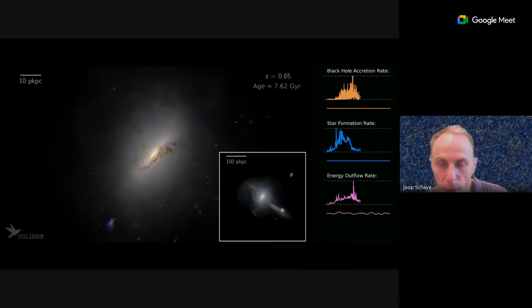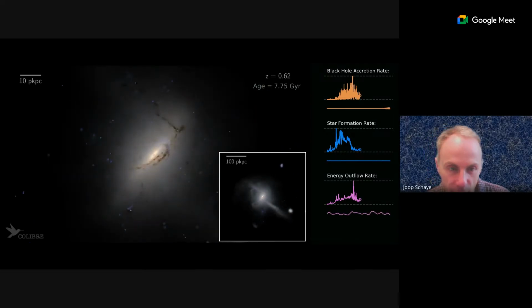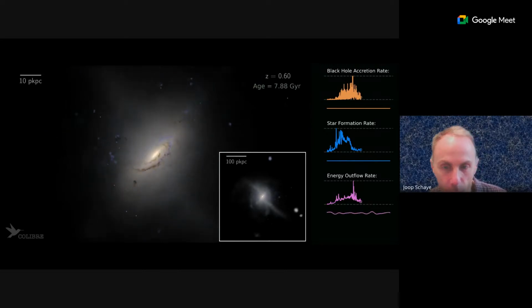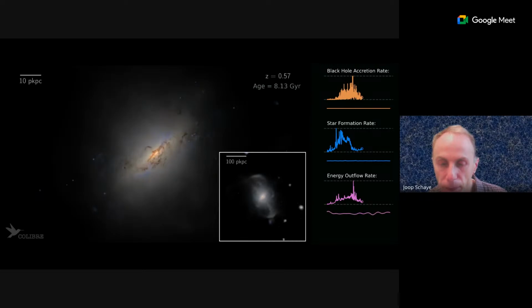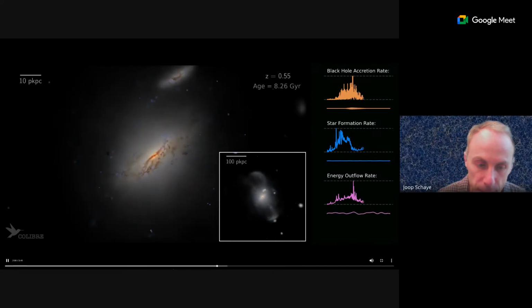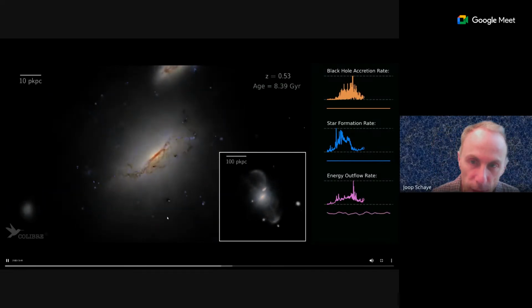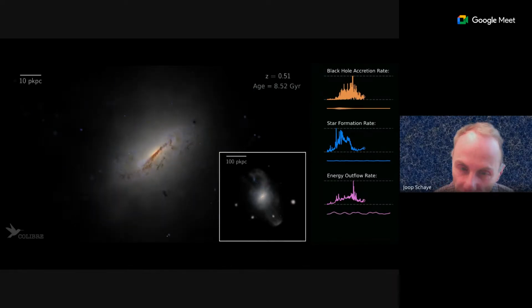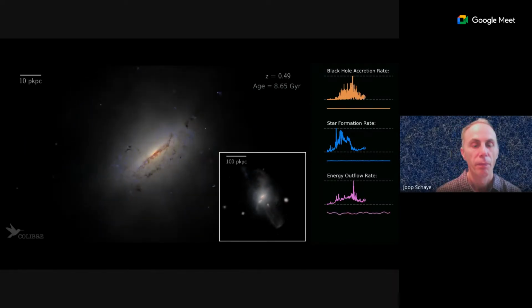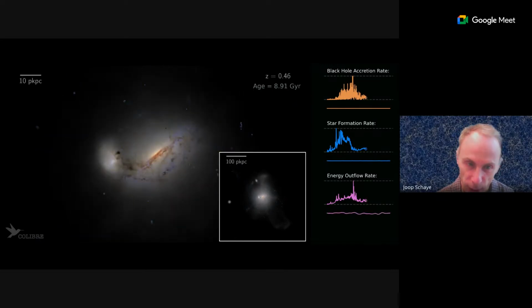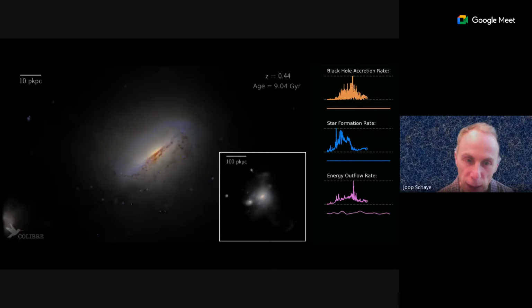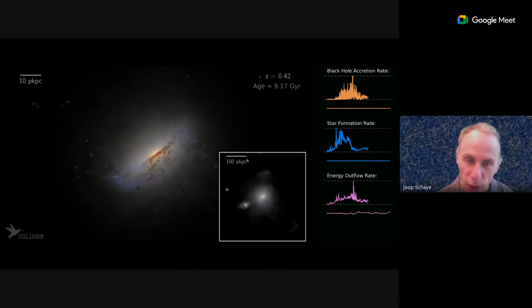So early on, there were a lot of mergers between galaxies that created a lot of star formation and black hole growth. Now it's more self-regulated through these feedback loops. Now the universe is about 8.5 billion years old. The dark you see is dust attenuation of the stellar light behind. Blue and the white is the stellar light.